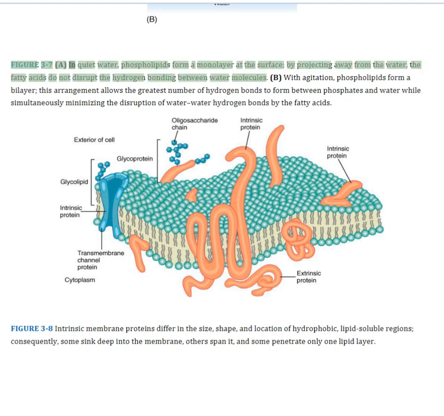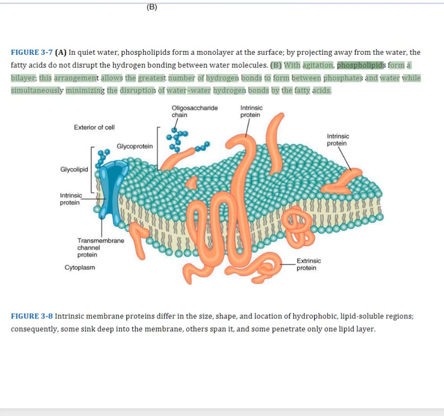Figure 3.7. In quiet water, phospholipids form a monolayer at the surface. By projecting away from the water, the fatty acids do not disrupt the hydrogen bonding between water molecules. With agitation, phospholipids form a bilayer. This arrangement allows the greatest number of hydrogen bonds to form between phosphates and water while simultaneously minimizing the disruption of water-water hydrogen bonds by the fatty acids.